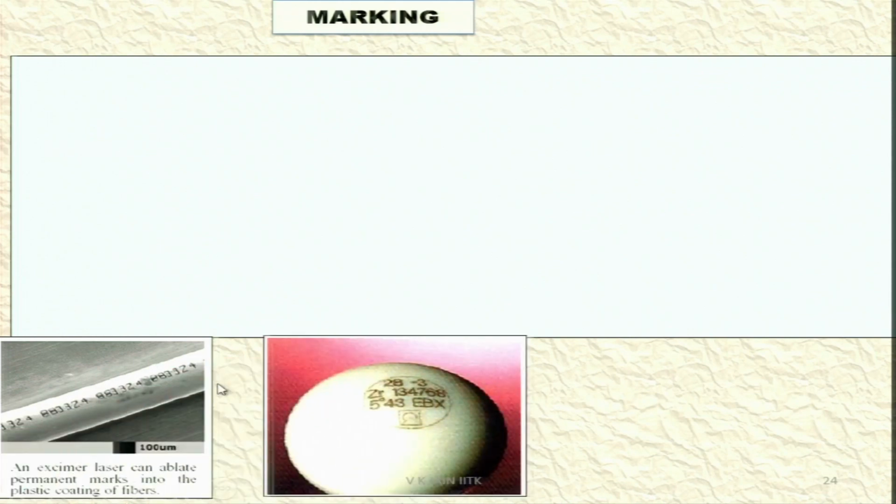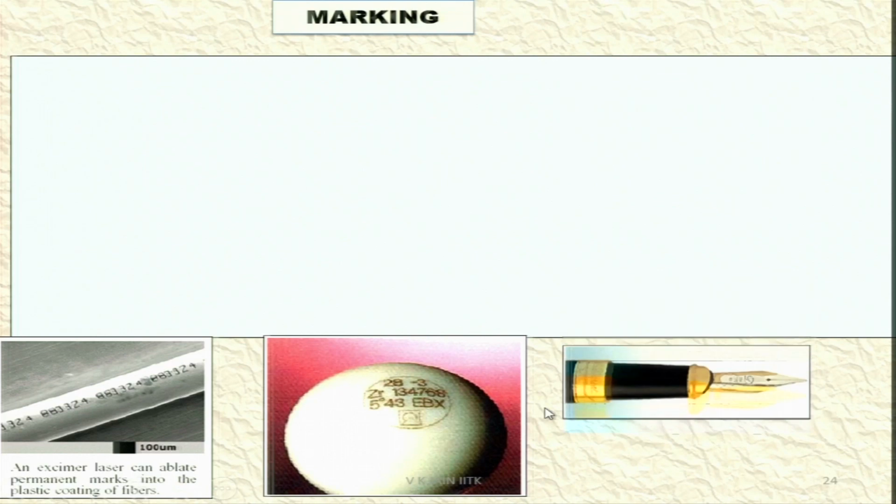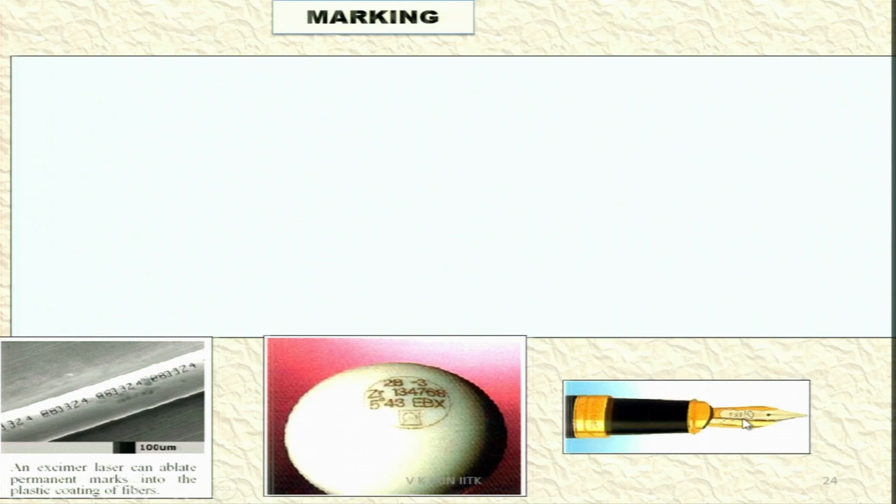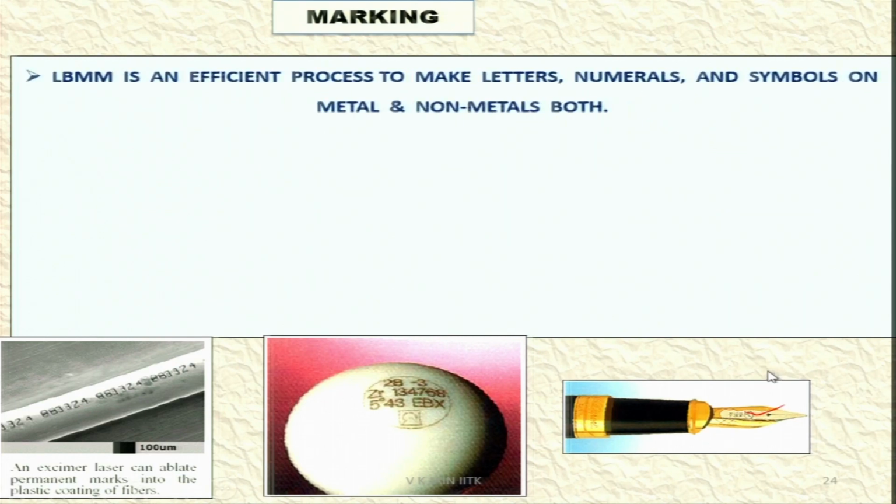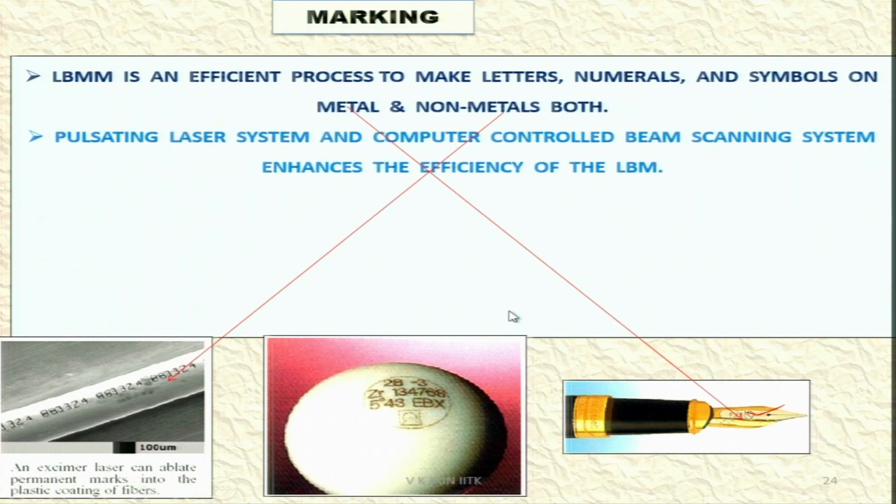Marking can be done very easily with the help of laser beam micromachining, and it is being done in many industries these days by laser beam. You can see these are the letters marked over here. This is another one, with different letters, numbers and X, Y, Z marked. This is the pen where marking has been done by laser beam micromachining. So LBMM is an efficient process to make letters, numerals and symbols on metals and non-metals. This is on the metal, this is on the non-metals.